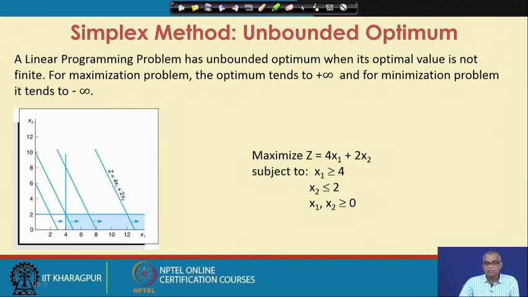Next, let us consider unbounded optimum special case. We have discussed the unbounded optimum for linear programming problem when you discuss graphical solution method. A linear programming problem has unbounded optimum when its optimal value is not finite. For maximization problem, the optimum tends to plus infinity, and for minimization problem, the optimum tends to minus infinity.